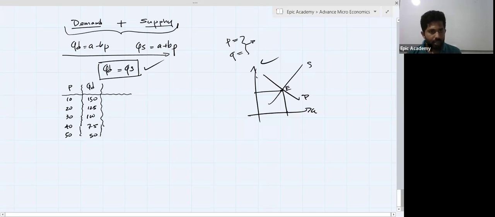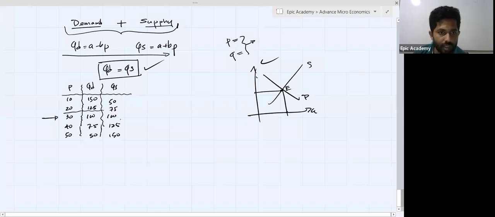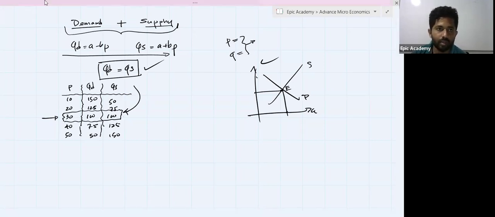So this is the negative relationship between price and quantity demanded. Okay, this is the quantity supplied: 50, 75, 100, 125, and 150. So now you can identify what happens when the price is equal to 30. Quantity supplied and quantity demanded take similar values. Similar quantity. Okay. This is the meaning of equilibrium position. If you refer to the schedule for demand and supply, you can identify the equilibrium.